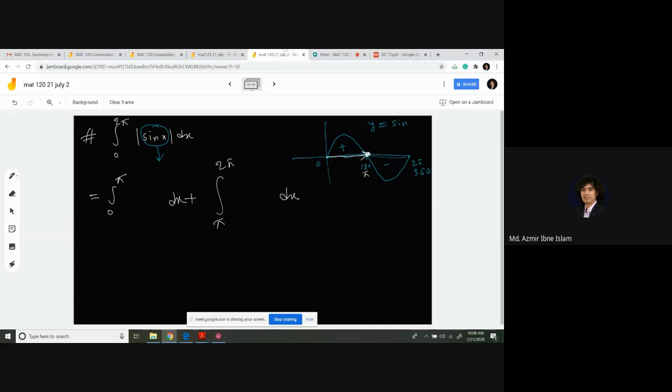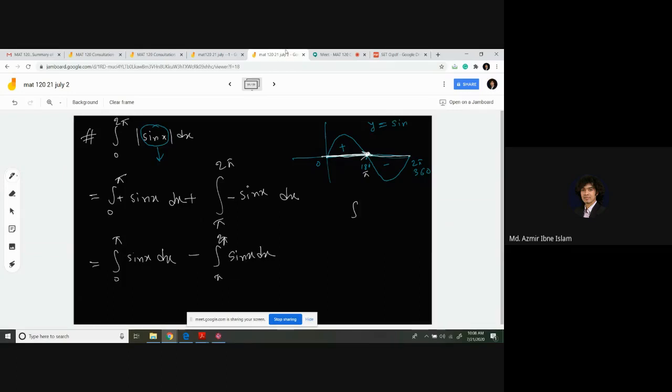Now just tell me, from 0 to pi, what is happening for sine x? Is it positive or negative? Positive, so positive sine x. And from pi to 2 pi, that is 180 degree to 360 degree, it's negative, negative sine x. So finally we are able to reduce the modulus part. That means negative of negative is becoming positive, so it is sine x.